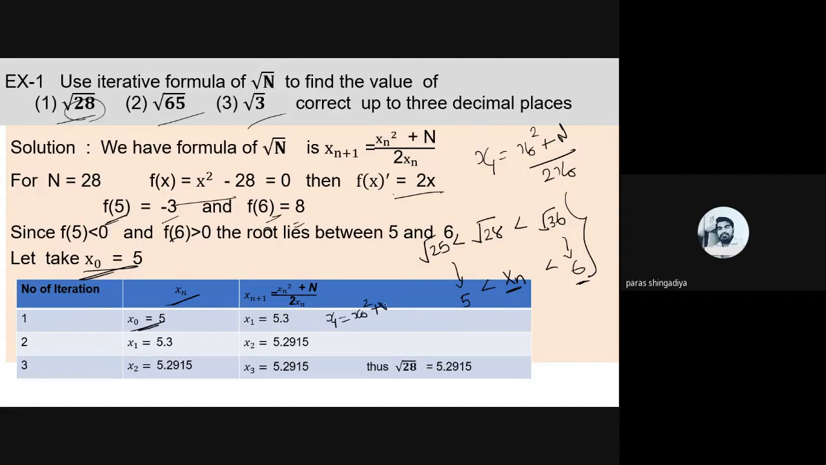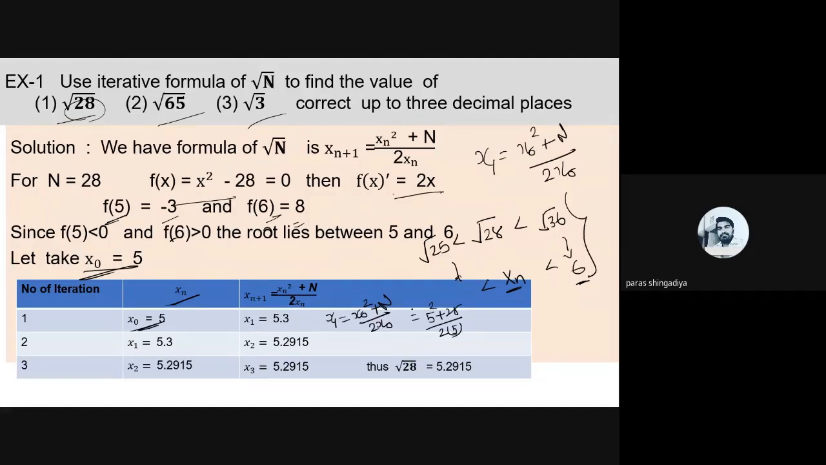x0 square plus n divided by 2x0. Clear? And x0 we have 5. So 5 square plus n, which is 28, divided by 2 into 5. Just check this value. 5 square is 25 plus 28. Note n means 28, not the square root of 28. So 25 plus 28 divided by 10, you will get the answer 5.3.